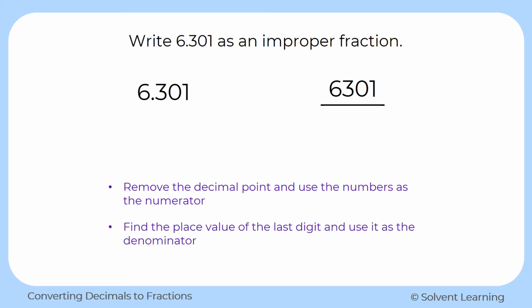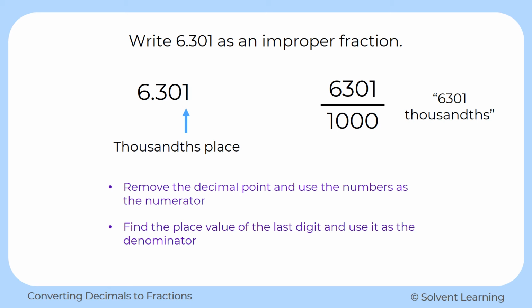And now we'll do just like before to look at the last digit's place value and use that to figure out what the denominator will be. Our last digit is the 1, and it's in the thousandths place. So our fraction has a denominator of 1,000. So putting this together, we can read it as 6,301 thousandths. And looking at our fraction, it's an improper fraction because the numerator of 6,301 is larger than the denominator of 1,000.